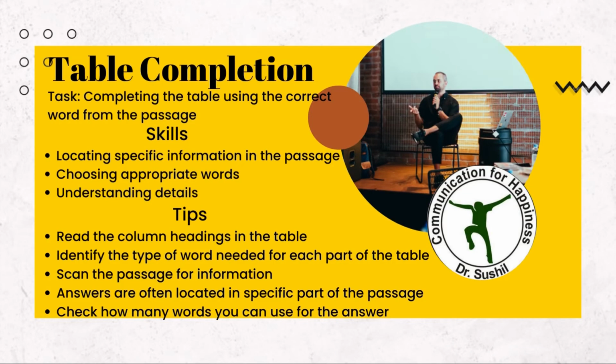Moreover, another kind of question that could come in your exam could be table completion. In these kind of questions, you have to complete the table using the correct word from the passages. You just have to locate the specific information in the passage. You have to choose the appropriate words. You need to understand the details that are provided in the passage. The tips that could be used: you can read the column headings in the table, identify the type of word needed for each part of the table, scan the passage for information. Answers are often located in a specific part of the passage. Check how many words you can use to answer.